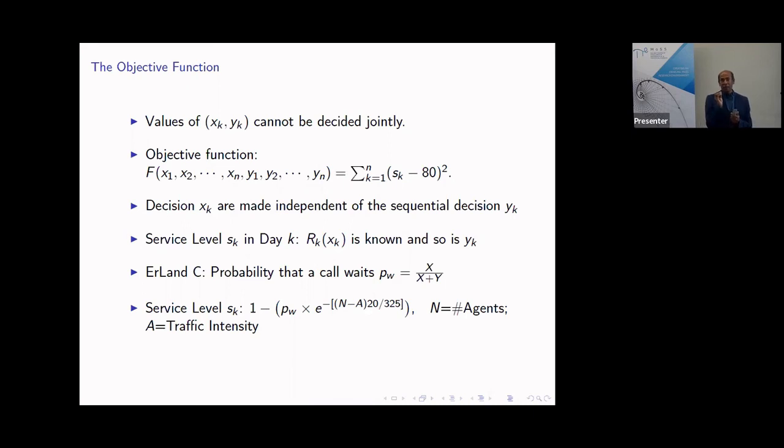And then that is the probability. And with this probability, you calculate service level, not SK in fact in this case. So SK is just average. And that formula is 1 minus that probability that is the line above, multiplied by e to the power of minus (n minus a) times 20 divided by the average call time. You can see 20 is the threshold: I should take the call according to the service level. Any call cannot wait more than 20 seconds.